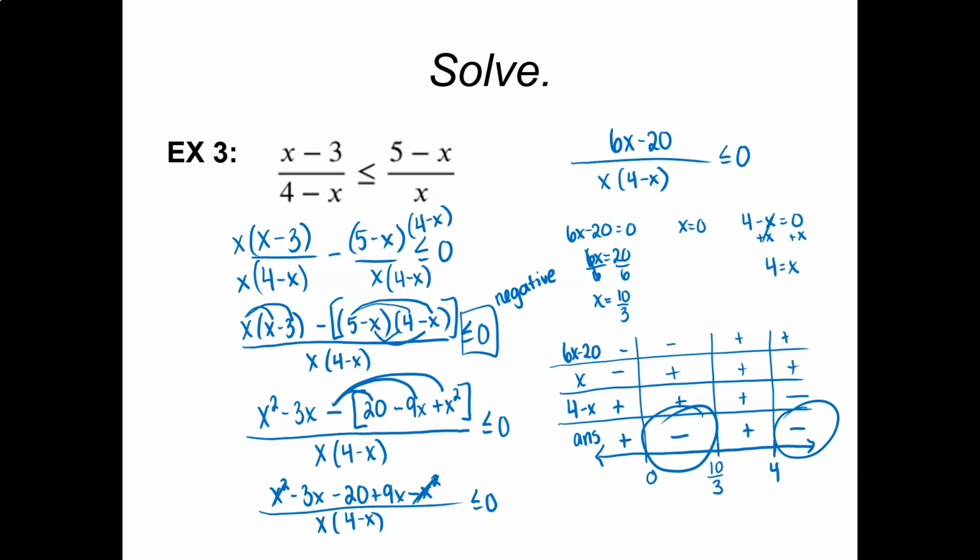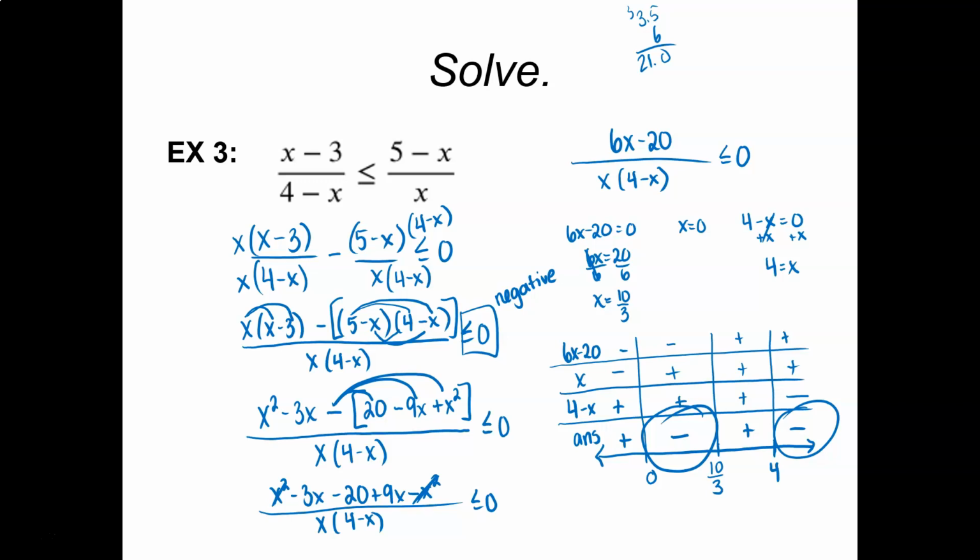Between 10/3 and 4 being negative for 6x minus 20. 10/3 is like 3.3. So you would have to plug in like 3.5 there. And I think that should still give you a positive there. If we do like 6 times 3.5, yeah, that'll give you 21. Yeah, so I think you should get a positive there.